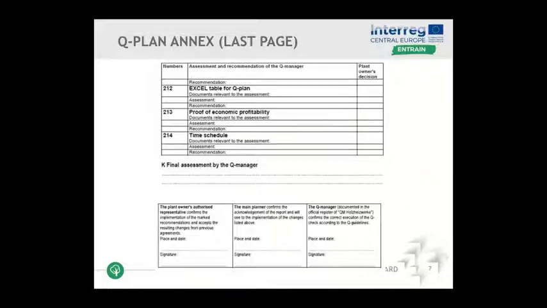This has to also be signed in the end by the plant owner, the main planner, and the Q manager. So all three of the most important participants of a QM process, so that they agree how to proceed with QM, let's say, in the project.